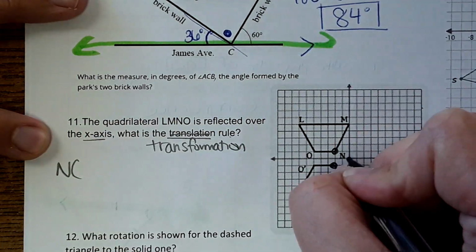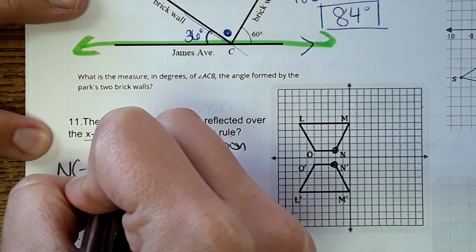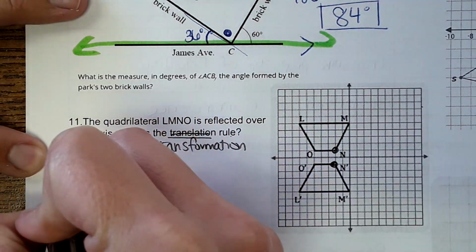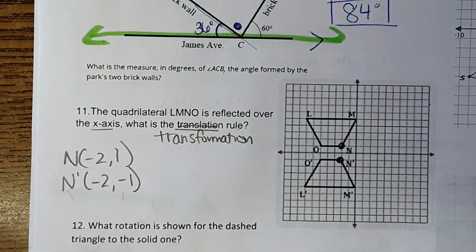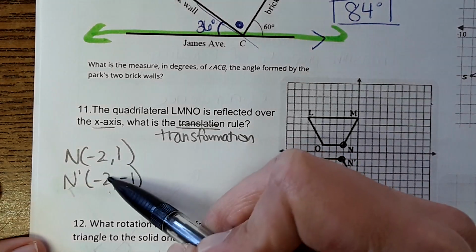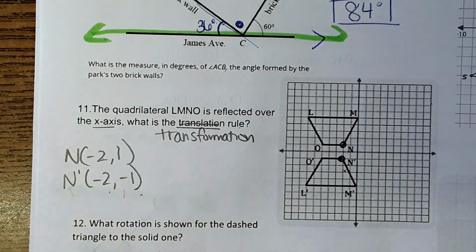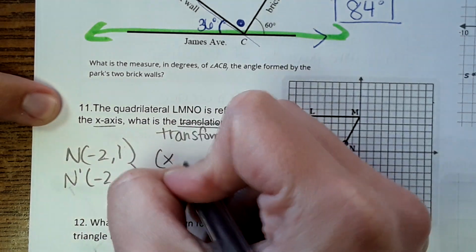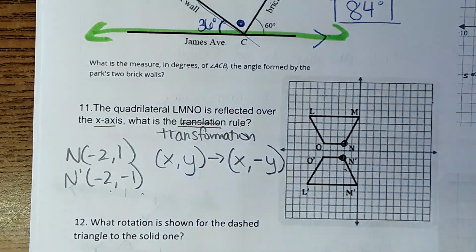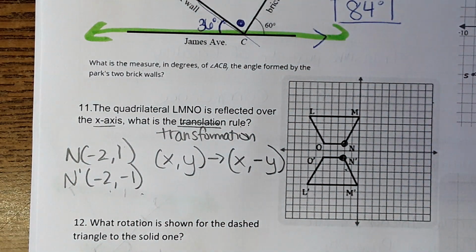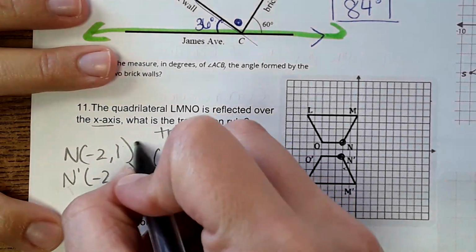N is at (-2, 1). And N prime is at (-2, -1). So when it's reflected over the x-axis, the x is staying the same, and then the y is changing to the opposite sign. So as far as my rule, (x, y) becomes (x, -y). So you could memorize that rule, but why memorize it when you can just figure it out? Okay, so that would be the answer there.